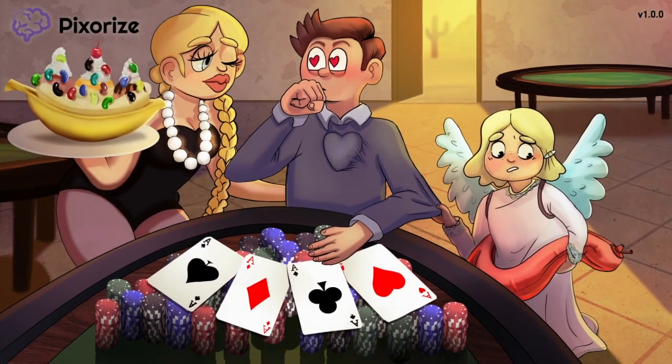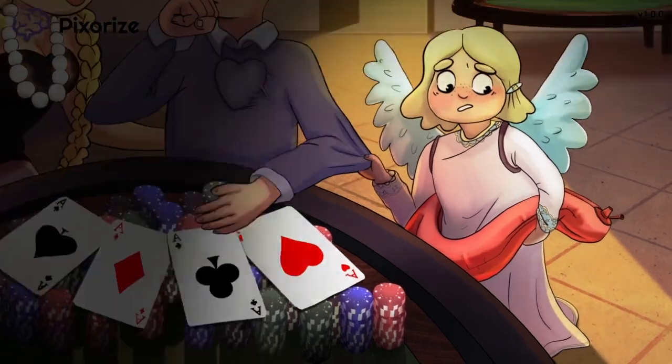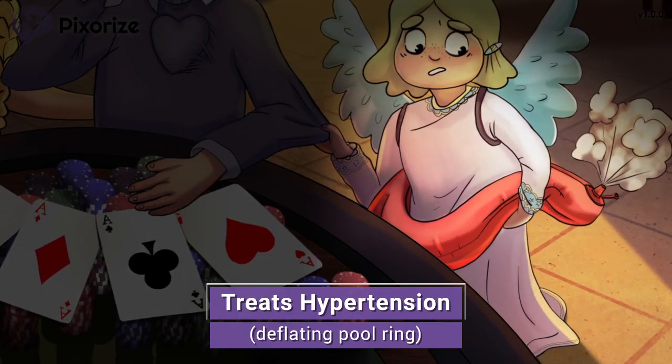Now that we've covered the mechanisms of ACE inhibitors, let's talk about their clinical use. Take a look at that deflating pool ring around the daughter's waist. That must be why she is trying to get her father's attention. This deflating pool ring acts as a clue for decreasing blood pressure, which is the key clinical use of ACE inhibitors. Basically, ACE inhibitors are first-line agents for treating hypertension, or high blood pressure.